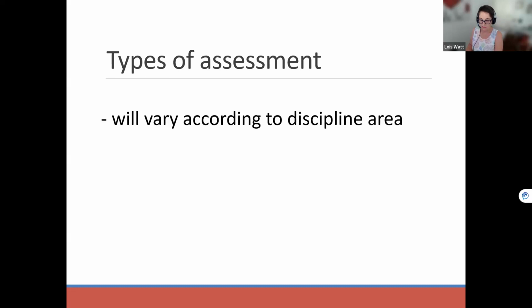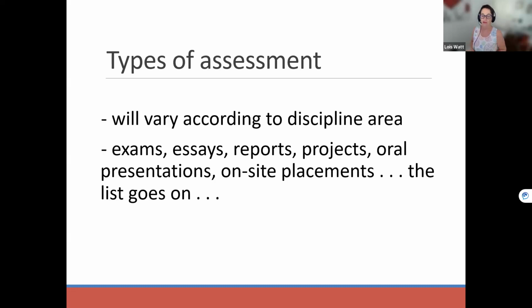Now, types of assessment will vary according to discipline, but we have exams, essays, reports, projects, oral presentations, on-site placements, and the list goes on. We've had quite a few discussions since AI has come to the fore, and I think we are probably going to see more oral presentations in the future. So just think about that, and perhaps less on the written in the essay format. But at the moment, a lot of undergraduate degree courses are based in essays. And you can see your study guide for further examples.